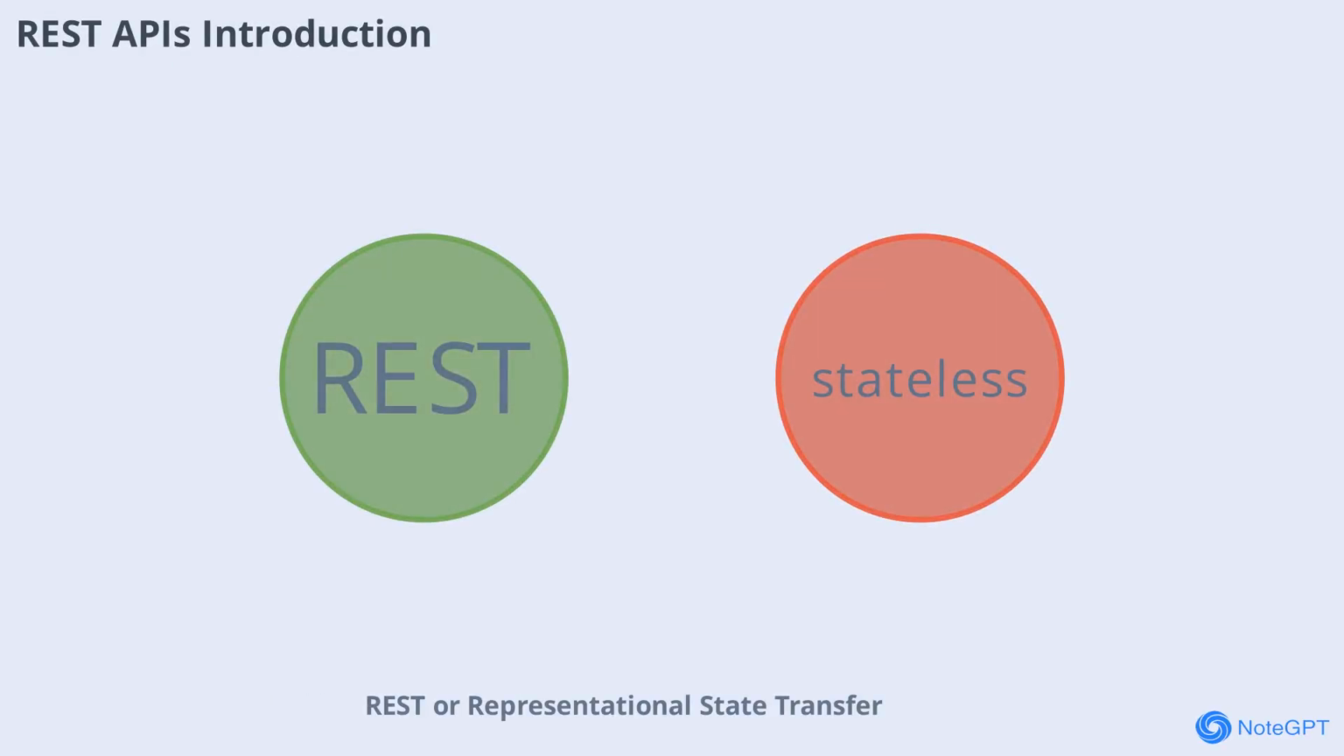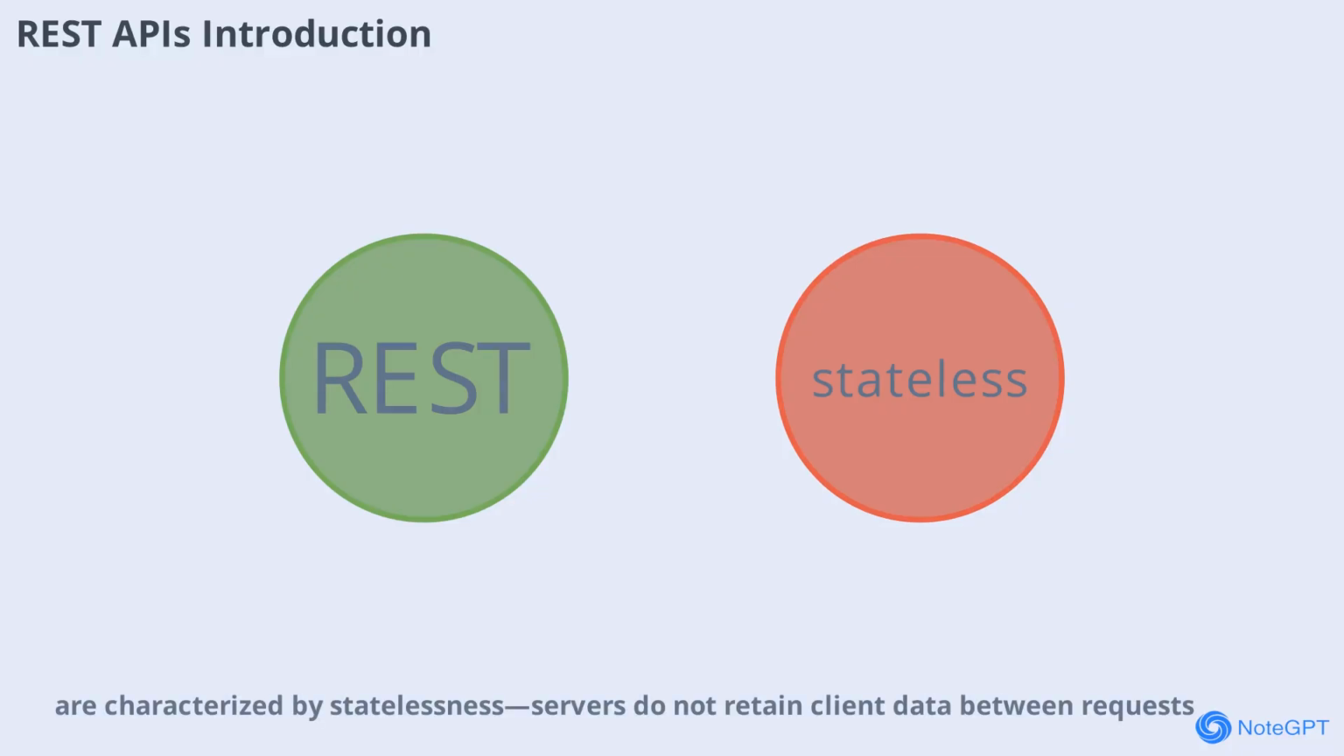REST, or Representational State Transfer, is a software architecture for designing networked applications. RESTful APIs use HTTP methods to perform actions on resources and are characterized by statelessness. Servers do not retain client data between requests. RESTful APIs are scalable, flexible, and independent of the underlying technology, making them a popular choice for web services.